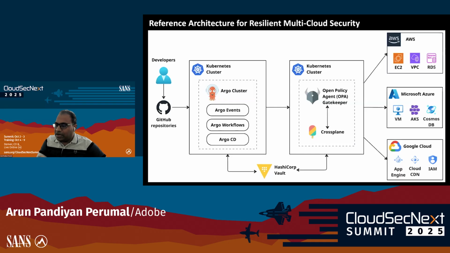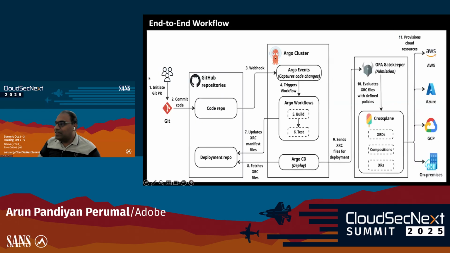When a developer requests something to be created, the request is placed in Git repositories, and then the Argo cluster watches for the commits, fetches the updated code, runs the CI/CD pipeline, and then sends it to Crossplane. It sends it to the Open Policy Agent for verification before Crossplane deploys that resource onto the target environments. We also have a HashiCorp Vault to store some of the confidential data like credentials or any secrets. So this is the end-to-end workflow.